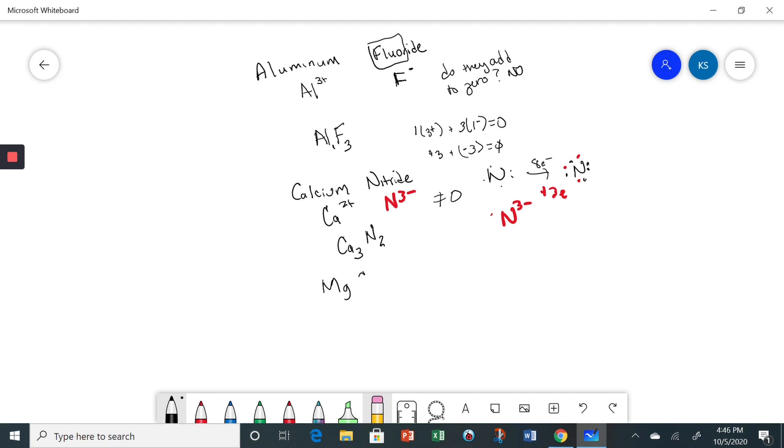Magnesium sulfide. Okay, so magnesium's a 2 plus. Sulfur's a 2 minus. Ooh, they add to 0. Oh yeah, that equals 0. And I really should do this so you know it's not oxygen. It equals 0. I can write them neatly next to each other. I've done it. I've made the formula.